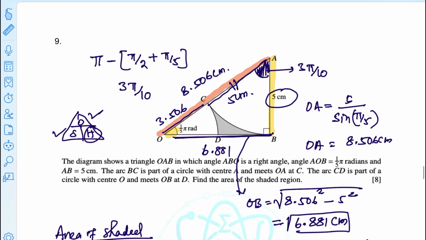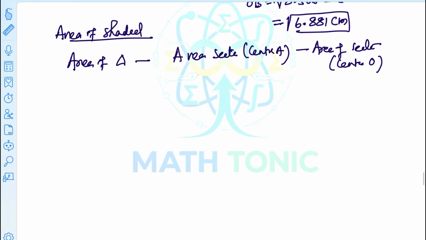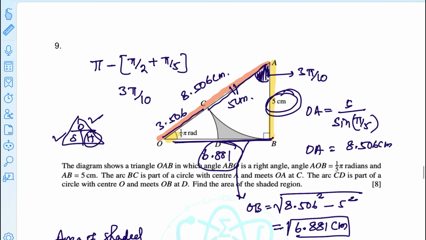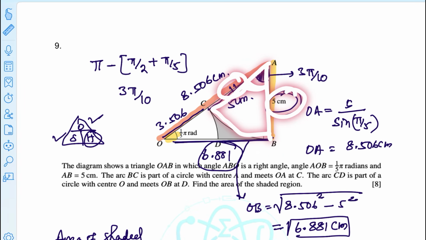What is the area of a triangle we have? So half times base times height. Base is given 6.881, height is given 5. So 5 times 6.881 over 2, right? What is the area formula for a sector? I think half r squared theta. So half times r squared, 5 squared, times theta, we have 3 pi over 10. Did you understand this? I'm talking about right now this sector. r is given 5 and theta we have 3 pi over 10.